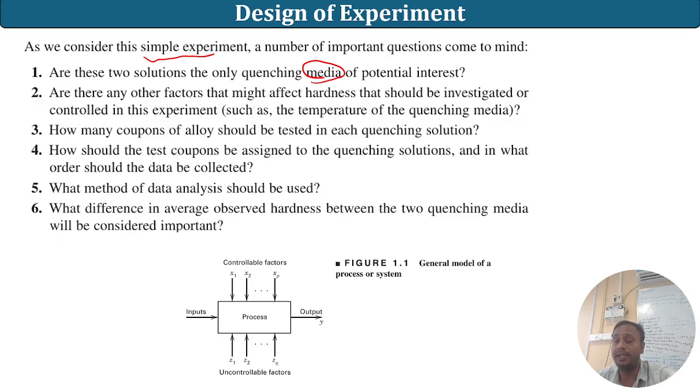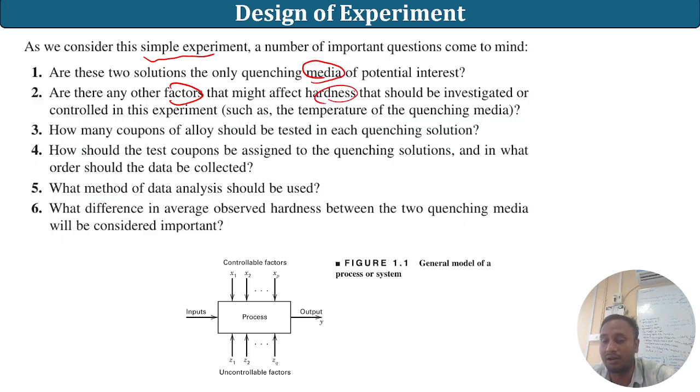It's called brainstorming. We have to ask ourselves whether what we are going to do will make sense for society or not. If not, then we don't serve the purpose, so we have to take care of that. Are there any other factors that might affect the hardness?